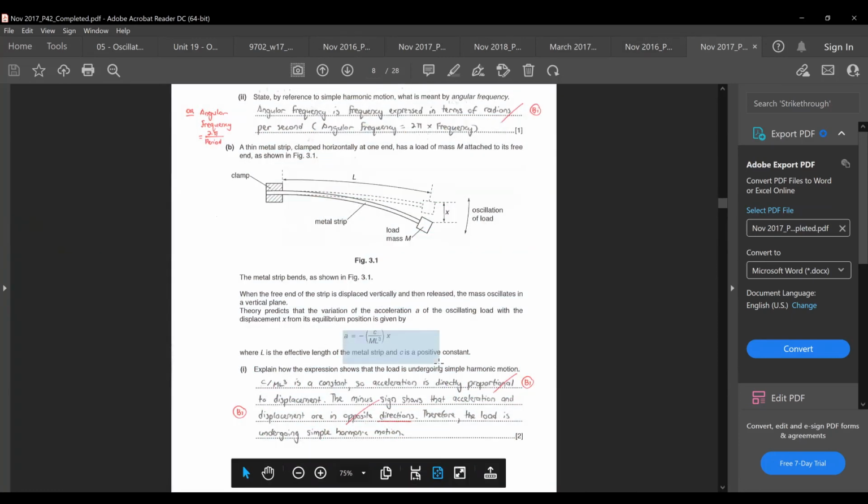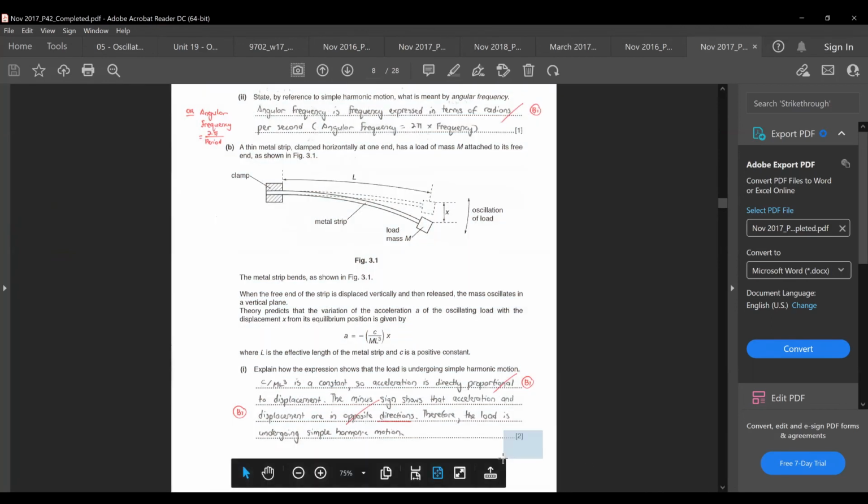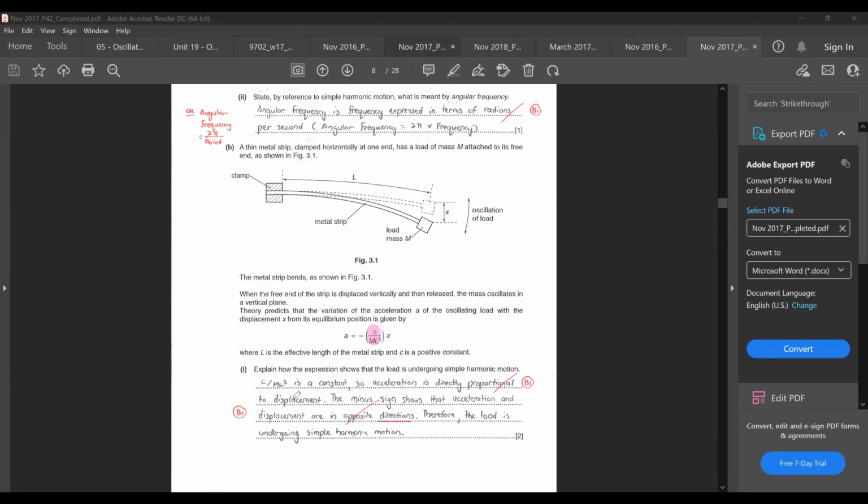So again, given the equation here, prove that it's following simple harmonic motion. Your question has 2 marks, so there are 2 points that you need to write. So here, looking at it, you can see that this one, C over ML cubed, should be a constant, so that you can say acceleration is directly proportional to displacement. But how do I know that C over ML cubed is going to be constant in the first place? You look at the definition of these variables properly.